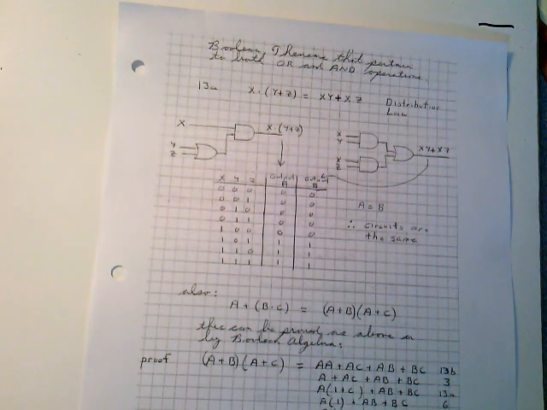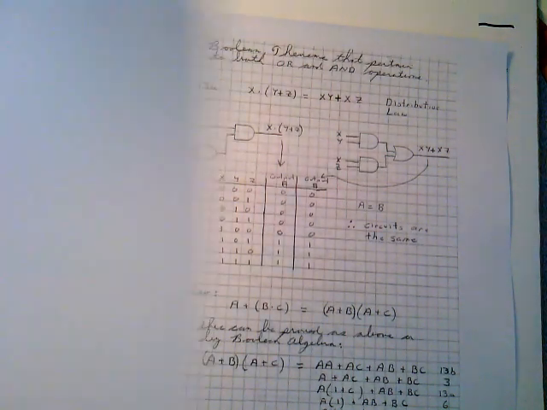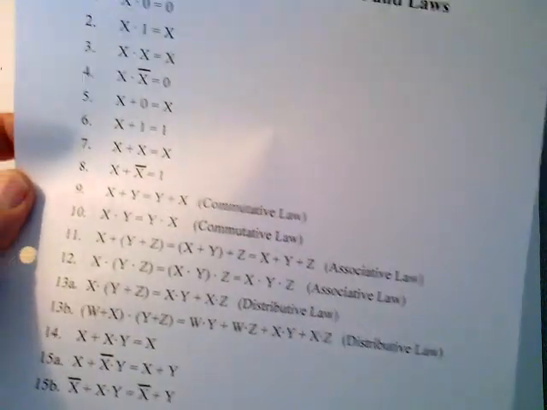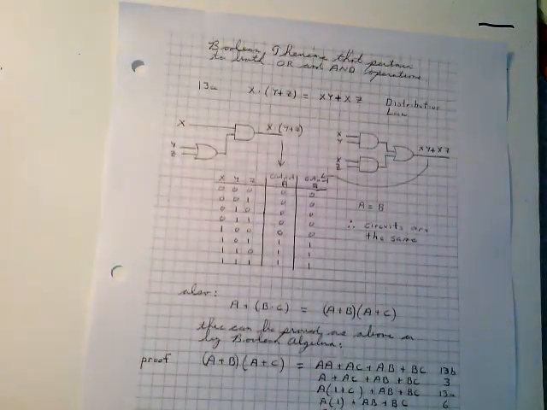We're going to start out on page 50 of the lecture notes, and make sure that you have page 40 of your lecture notes, the Boolean algebra theorems and laws, handy, because we're going to be using this, so have it out and ready to refer to.